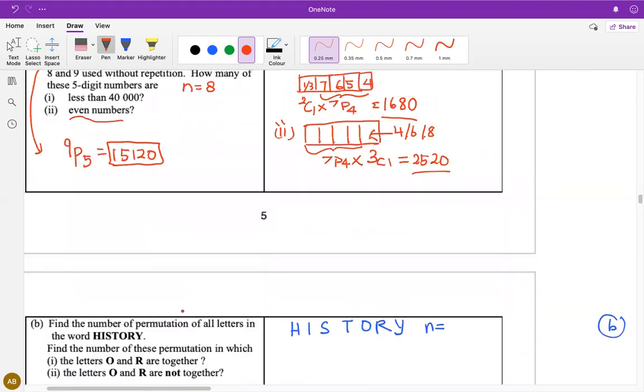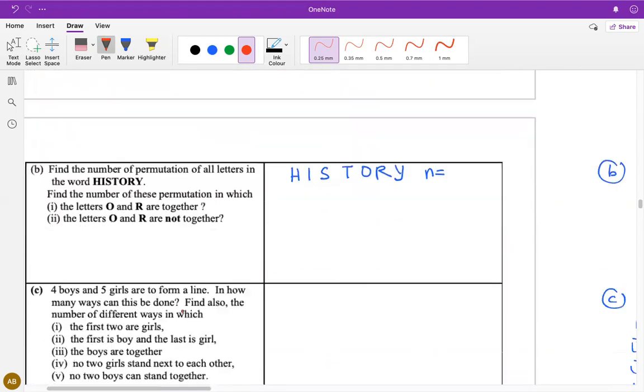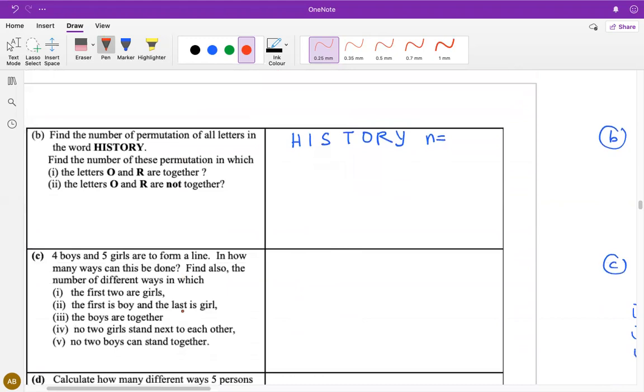Okay, right. Then we go to B. Find the number of permutations of all letters in the word HISTORY. The first thing to check is whether there is a repeated alphabet or not. H, I, S, T, O, R, Y. Why do I always count wrongly? 1, 2, 3, 4, 5, 6, 7.